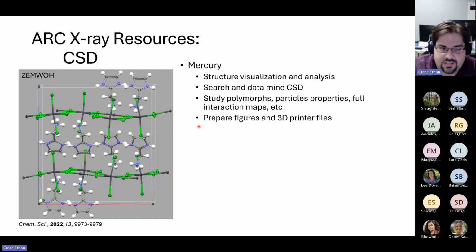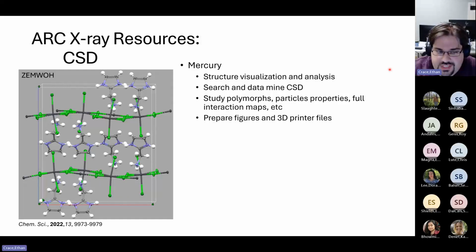In addition to having this website that you have access to, there's also a variety of programs that are loaded on the workstation computer that you can use. The main one that I use a lot is Mercury, which lets you take CIFs and you can visualize the structure and do analysis. You can measure whatever properties you like using this. You can also do searches of the database through Mercury and data mine.